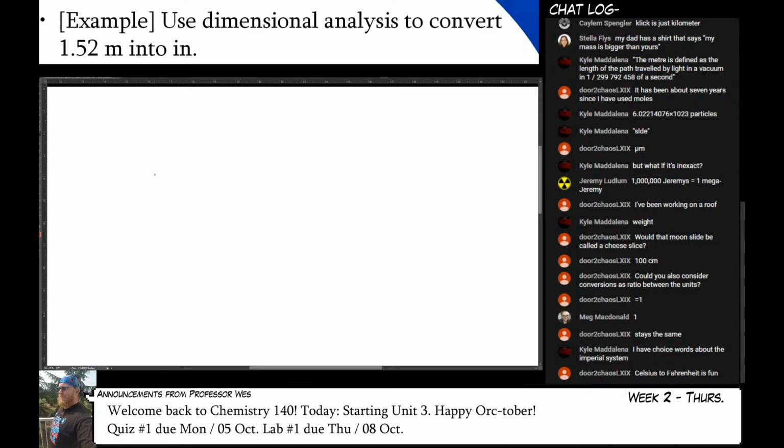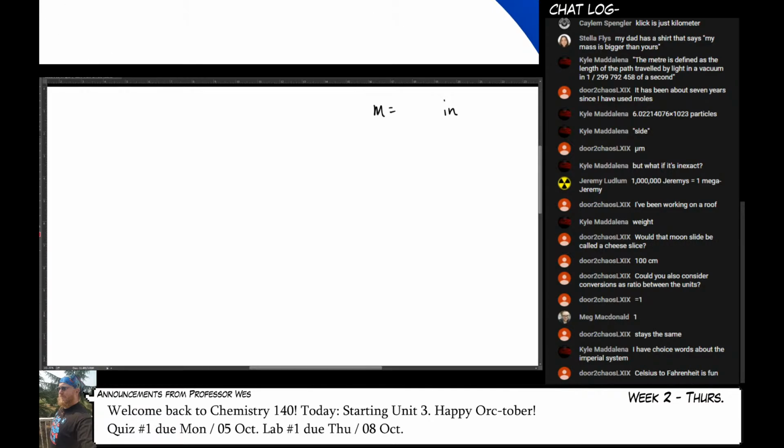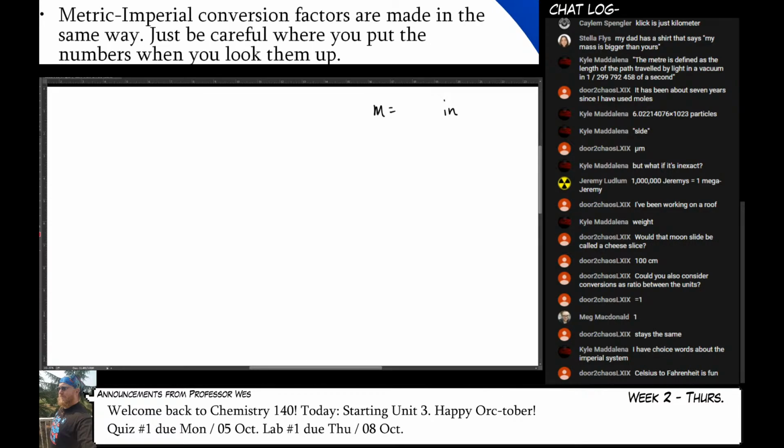All right. So what we're going to do, we're going to convert 1.52 meters to inches. And the first thing that we need to do is we need a conversion between meters and inches. And I've already forgotten the number, so I'm going to quickly go back and look to the slide here. 39.37, okay.